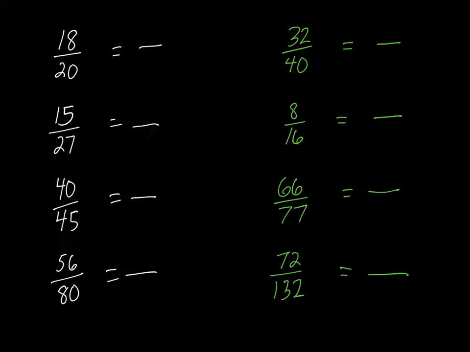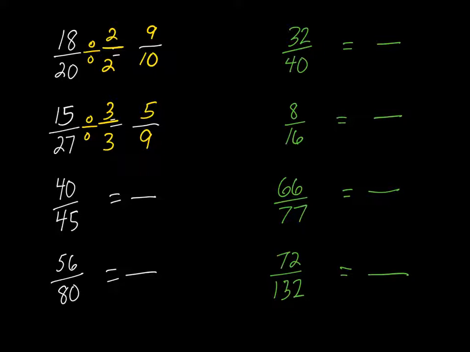Let's take a look at some of these fractions I have here. I have 18 over 20, and I see that they're both even, so I can divide them both by 2, and my new fraction I can rewrite as half of 18 is 9 and half of 20 is 10. Next up we have 15 over 27. Think about this. 3 goes into both, and 15 divided by 3 is 5, and 27 divided by 3 is 9.